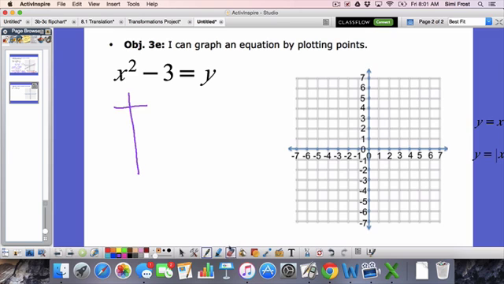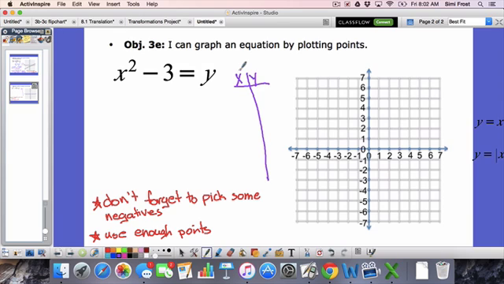So I'm actually going to move this over to the side so I can write underneath it. There we go. All right, so I'm going to make a table of x's and y's that are solutions to this. And you're just going to start picking some x's. It's up to you. However, I'm going to tell you a hint. Don't forget to include some negatives and make sure you use enough points. Okay, so I'm going to put in some x's here, and then I'm going to find out what the y is. So I want to make sure I don't forget some negatives.